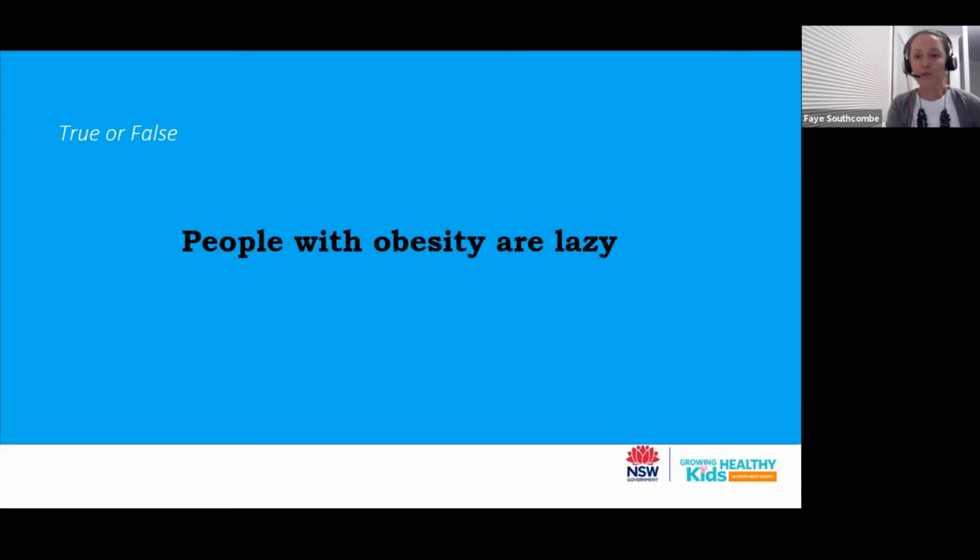So next, true or false? People with obesity are lazy. So I'm assuming you've all guessed false on this one, but it's a common myth. And there's some really good data to indicate that people who are affected by overweight and obesity have the same levels of physical activity as many people within a healthy weight range.